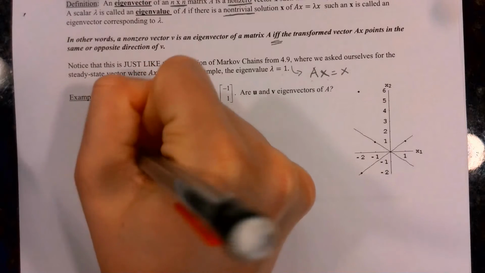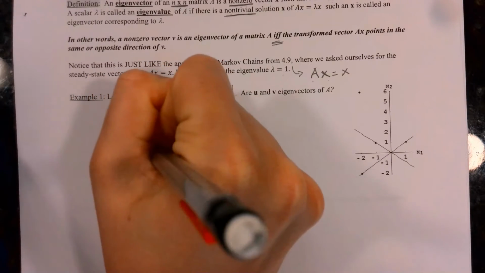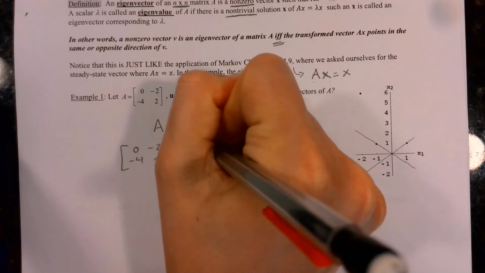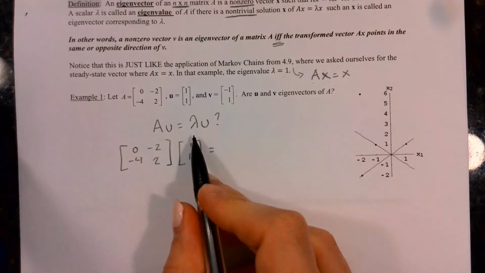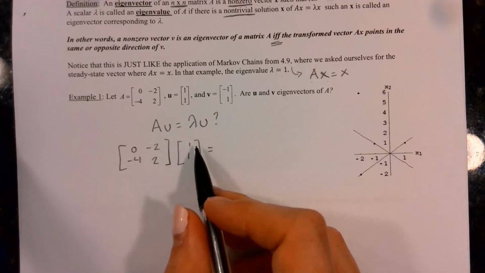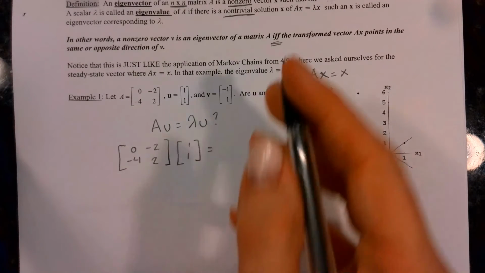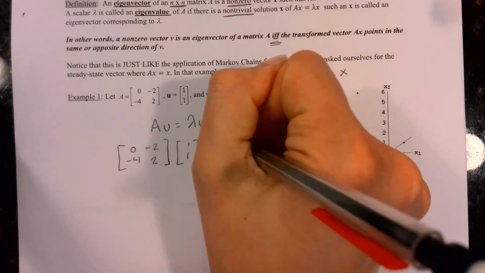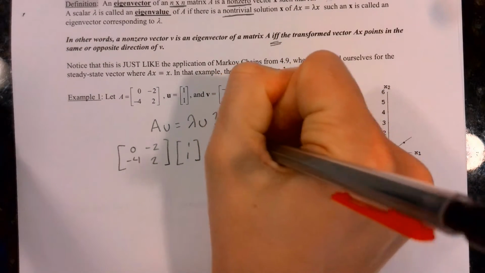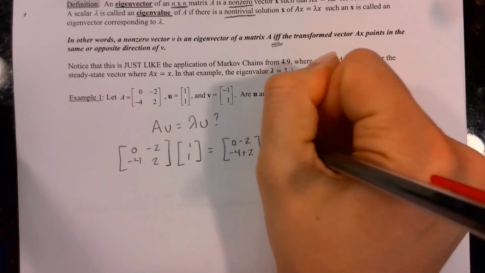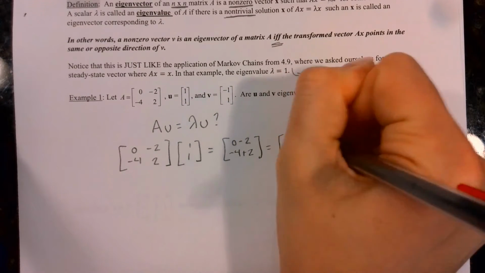So if I multiply A times U, will I get a constant? Like, will I have scaled U by some constant? It has to be the same constant for both components. So when I multiply this, I'm going to get 0 minus 2, and then I will get negative 4 plus 2. So that's the vector negative 2, negative 2.